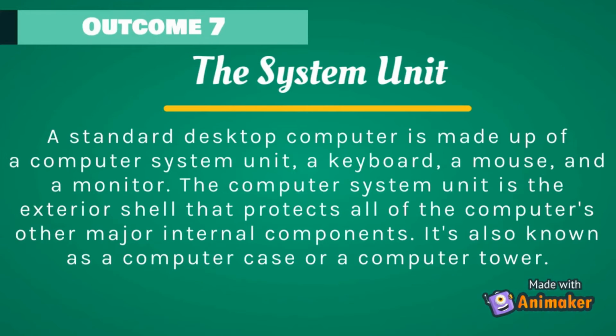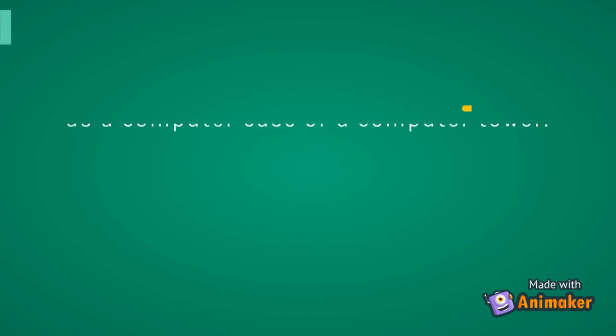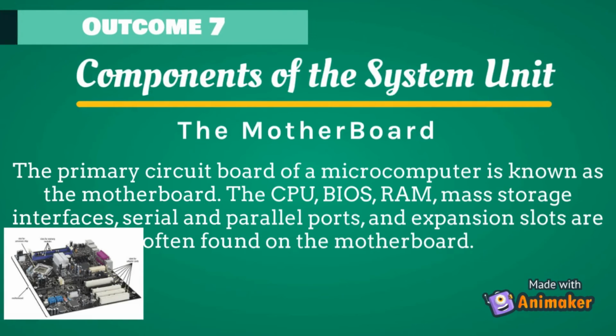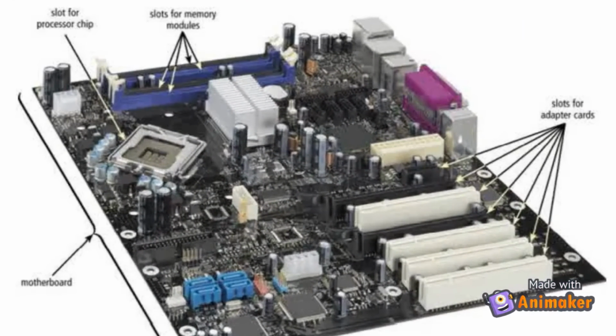The system unit, a standard desktop computer, is made up of a computer system unit, a keyboard, a mouse, and a monitor. The computer system unit is the exterior shell that protects all of the computer's major internal components. It's also known as a computer case or computer tower. System units come in a variety of sizes and shapes. The motherboard. The primary circuit board of a microcomputer is known as the motherboard. The CPU, BIOS, RAM, mass storage interfaces, serial and parallel ports, and expansion slots are often found on the motherboard.